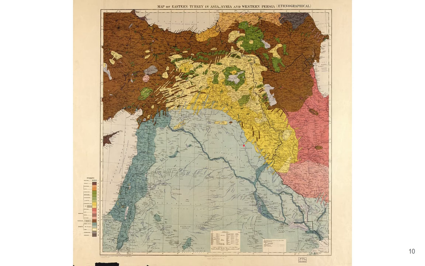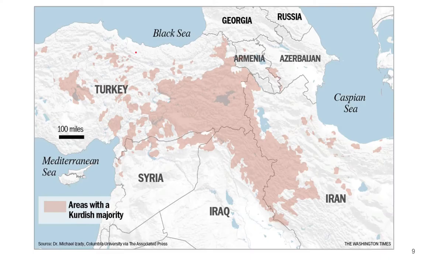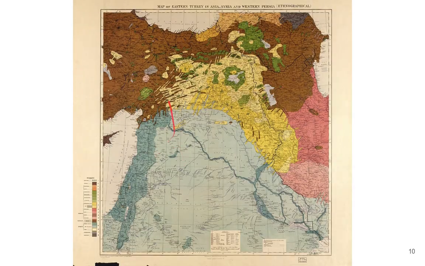And here is 1923 or 1925 with the yellow region indicating areas of Kurds. So here's Turkey again, kind of go back and forth. We've got Turkey, Iran, Iraq, and Syria. Iraq and Syria wouldn't have existed yet, but Turkey would have. So this region up here is Turkey. We've got Iran and Iraq.